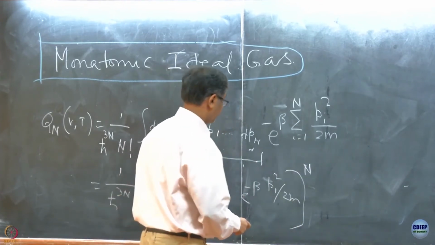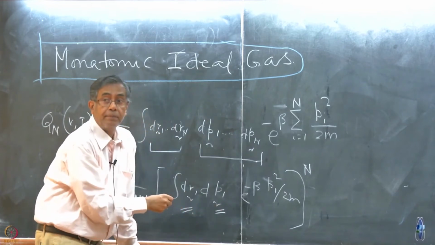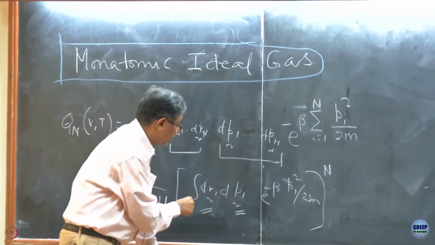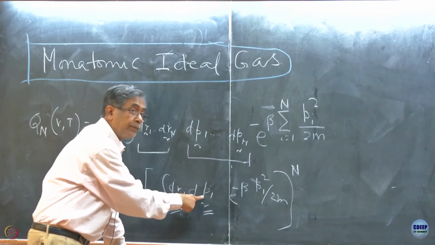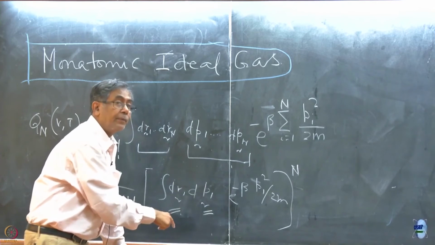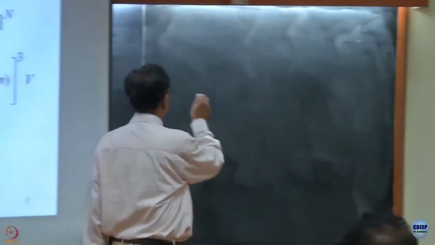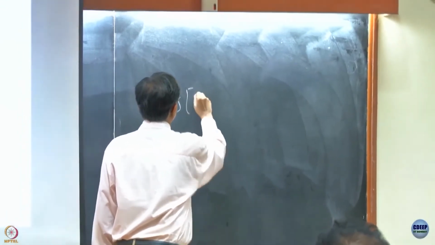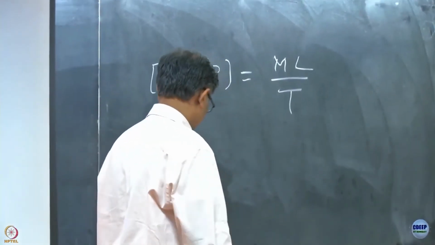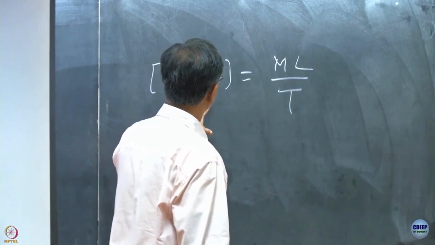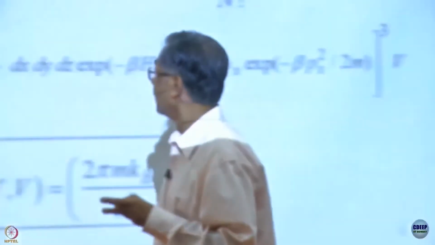Okay. Now, this is volume, this is momentum. This is L cube, this is momentum cube. If I consider length and momentum, then what are the dimensions of length and momentum? The dimension of momentum is ML by T, right? Yes. So this is also the dimension of Planck's constant.